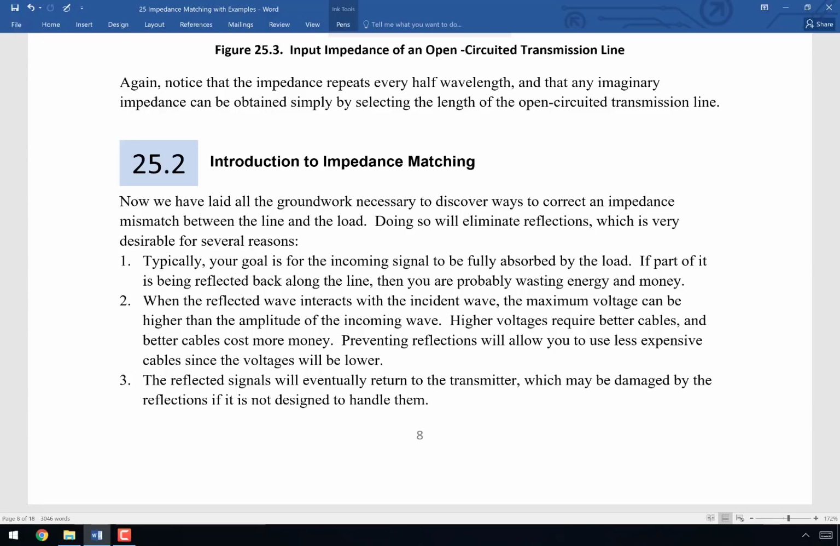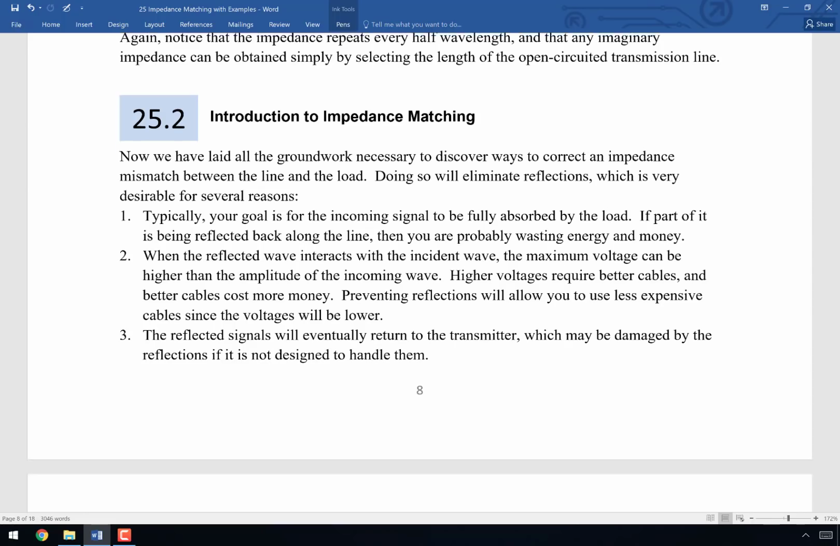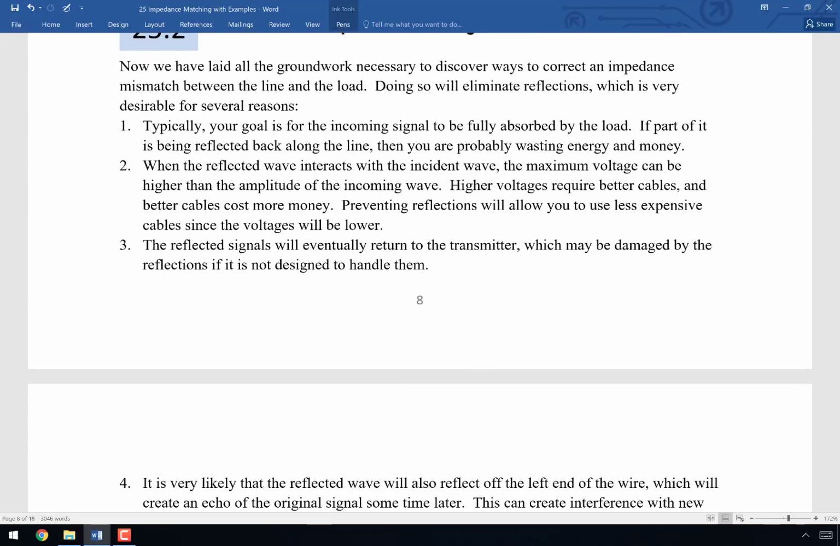Now, it turns out that there are several reasons why we'd really like the line to be impedance matched. I mean, ultimately, let's look at these 4 cases. Ultimately, what we want is we're sending a signal to the load for a reason.